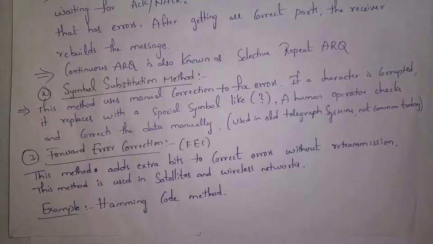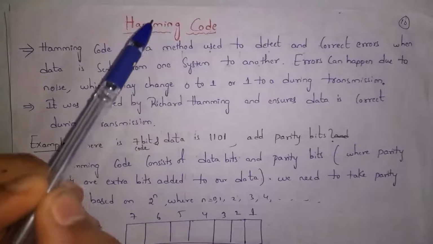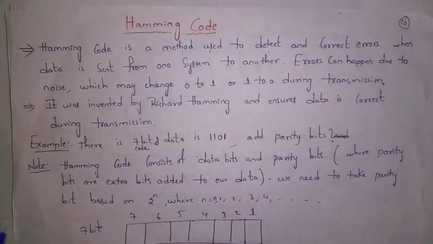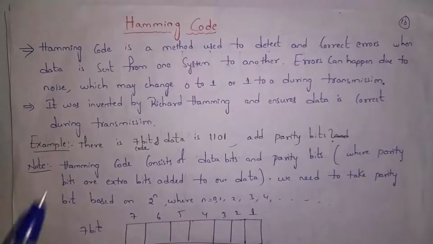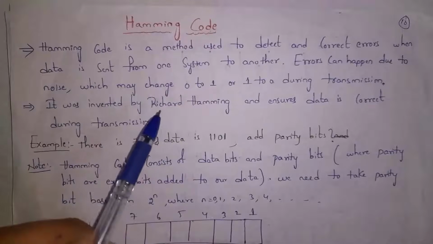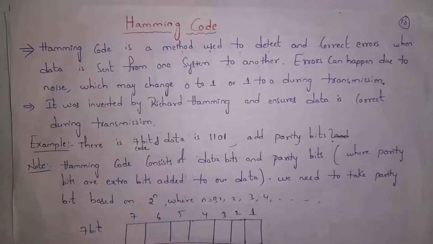One of the famous forward error correction method is Hamming code method. Guys, I will explain Hamming code method with example. Next, I will explain what is Hamming code method. Guys, whenever one computer sends data to other computer, this Hamming code method is used to detect and as well as correct error in the data. Errors can happen due to noise. Whenever error occurs, bit 0 is changed to 1 and as well as 1 is changed to 0. This Hamming code method was invented by Richard Hamming. That is why they give a name Hamming code. By using this Hamming code method, data will be transferred from one computer to other computer without any errors.